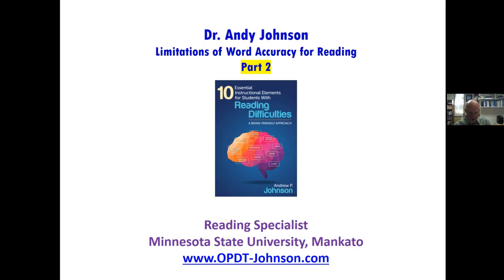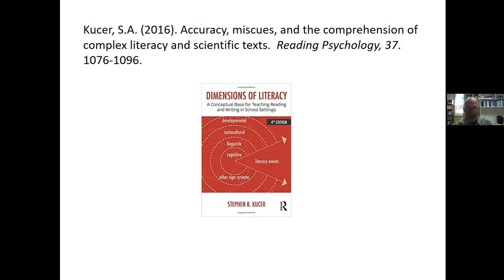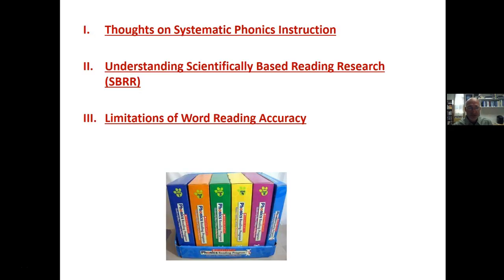Andy Johnson. This is part 2 of a discussion on the limitations of word accuracy for reading. We are going to look at an interesting study by Stephen Kucer. I don't know if I pronounced that correctly, but he has several very good studies like this published over the years, and I would highly recommend his book, Dimensions of Literacy.